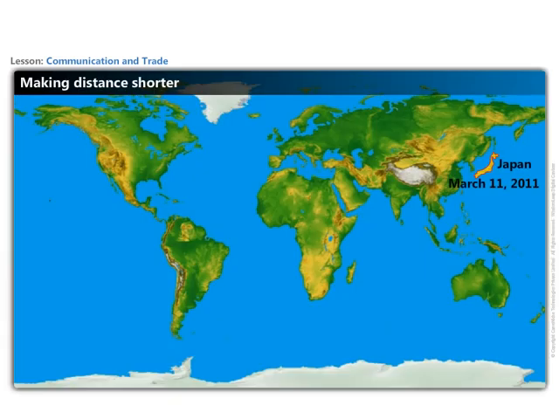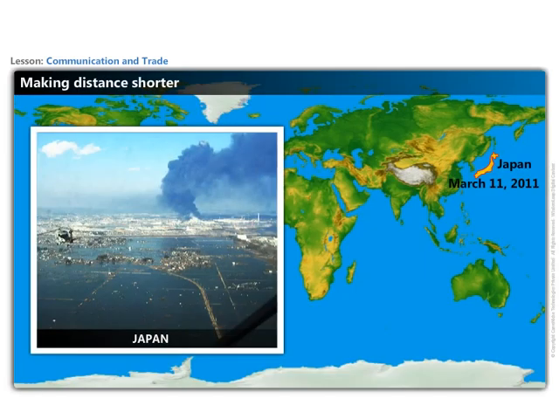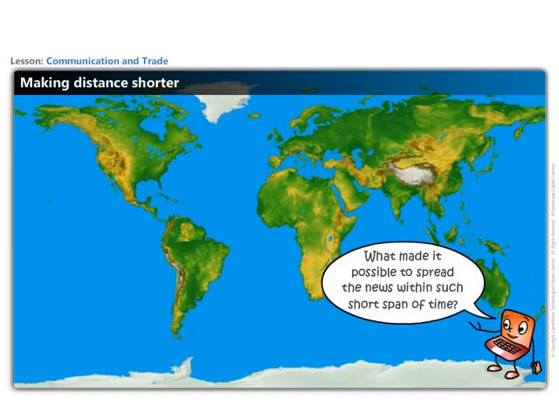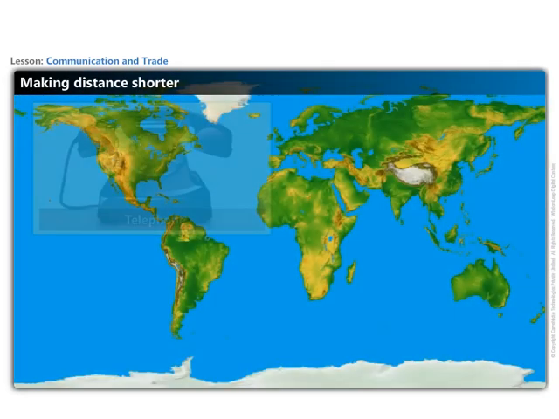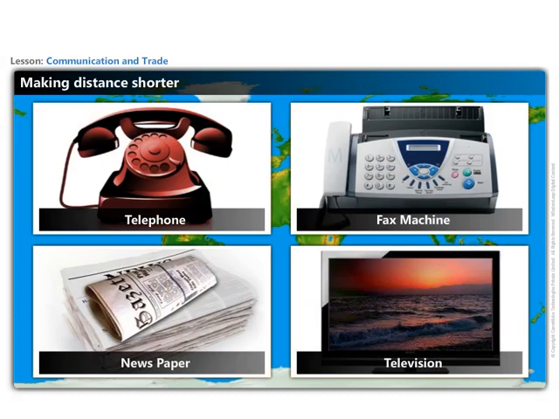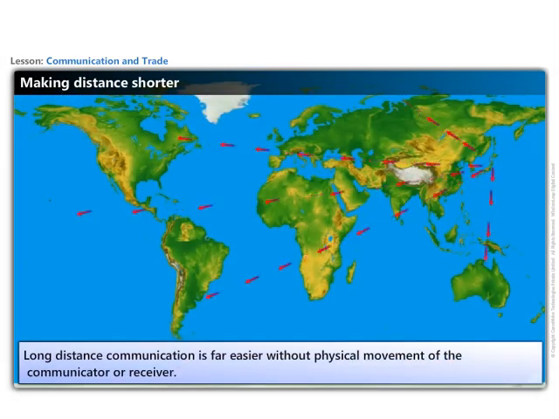On March 11, 2011, a devastating earthquake occurred at East Coast, Japan in Tohoku region. The same day, within minutes, the news got spread all over the world. What made it possible to spread the news within such a short span of time? Advanced means of communication made global distance shorter. Long-distance communication is far easier without physical movement of the communicator or receiver.